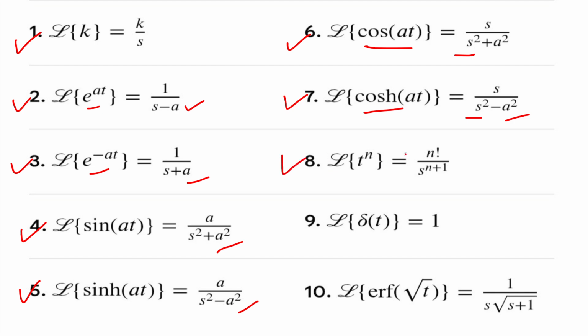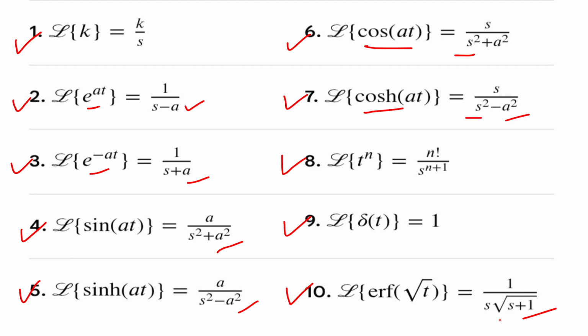Formula number 8, Laplace of t raised to n is n factorial over s raised to n plus 1. And formula number 9, Laplace of delta t is equal to 1. This is also one formula, but no need to remember it, it is not that important. And the last is formula number 10, Laplace of error function. ERF means error function. Remember this, Laplace of error function root t is 1 over root s plus 1. This is a standard formula, you have to remember it anyhow. So these are the 10 important formulas of Laplace transform you have to remember.